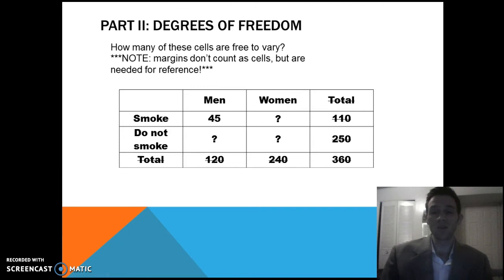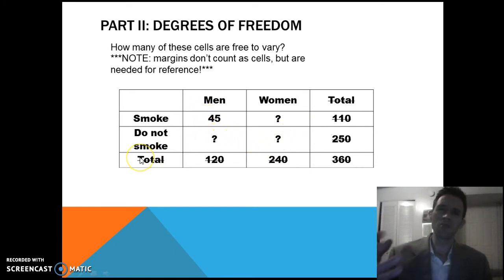Okay, so what if I take away one more? Now I just have one of the four cells. Okay. Well, if you look across this way, 110 minus 45 tells us the number of women that smoke. 110 is the total number of smokers. 45 men smoke. The only other category is women. We know 65. So this is degrees of freedom. I can take out every single thing except for one cell. And it doesn't have to be just this cell. It could be this one or this one. If we have just one cell, we can go out to the marginals here and figure out what goes here, and we can figure out then what goes here, and we can figure out what goes here.